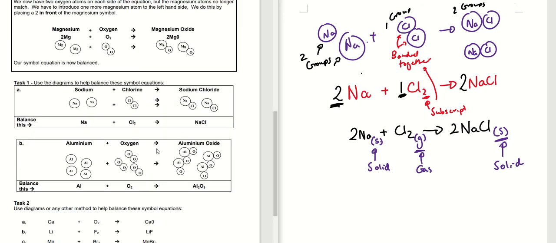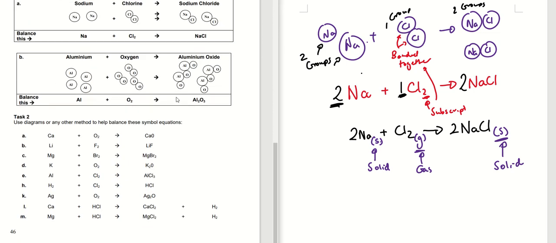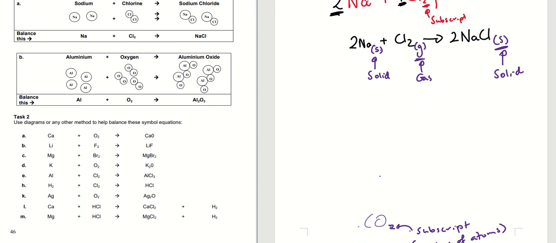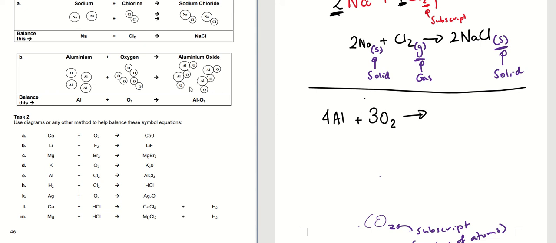Okay, let's do one more. Let's do example B as well, and then you should be good enough to try the remaining questions. Okay, so we have aluminium. For this one, we have 4 aluminiums, 3 groups of O3, and then we have 2 groups of Al2O3.